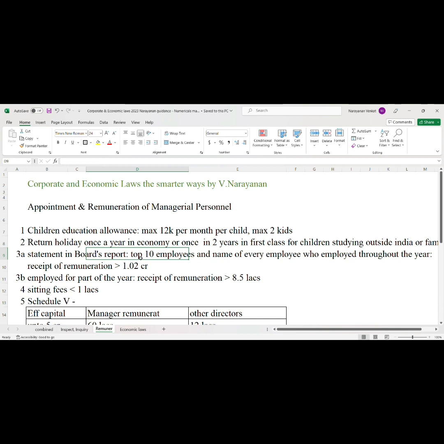This is Narayan, and I hope all of you already saw the inspection and investigation summary. In case you have missed it, do check it out. This is in continuation to the sequence of corporate law discussion. Now the topic is appointment and remuneration of managerial personnel.